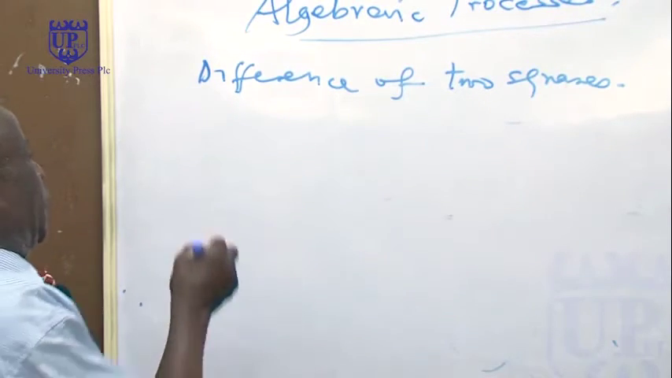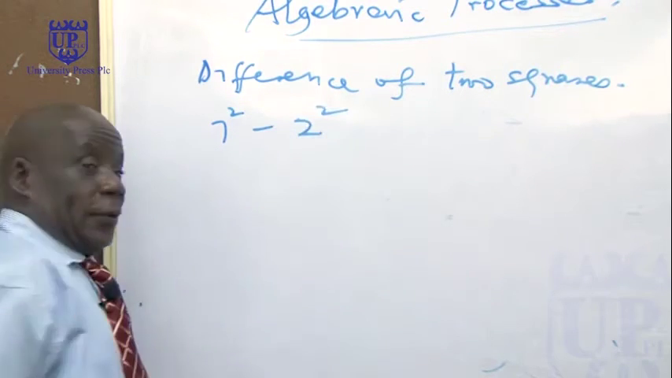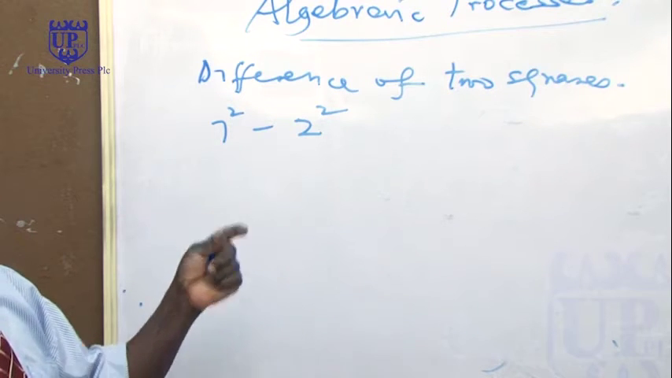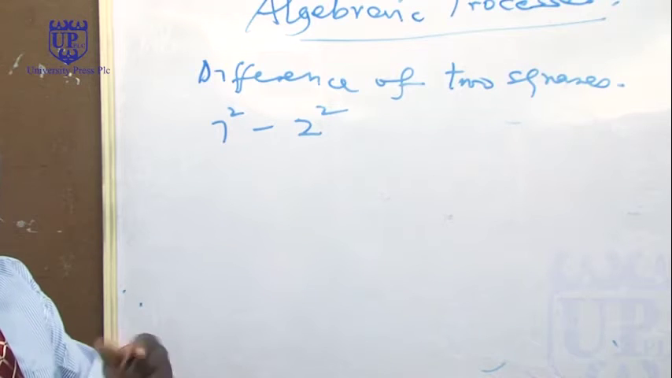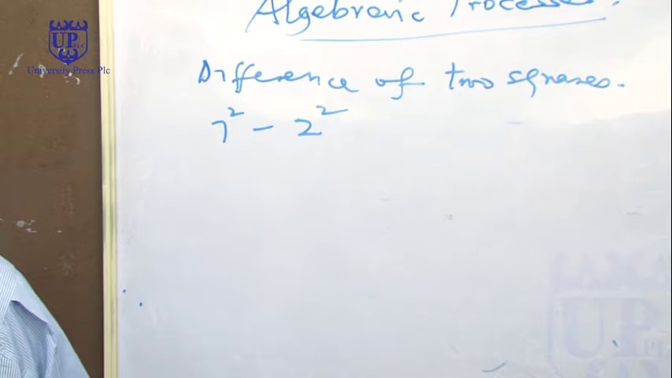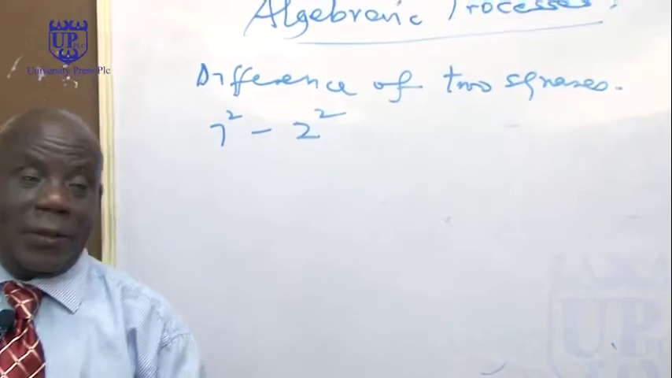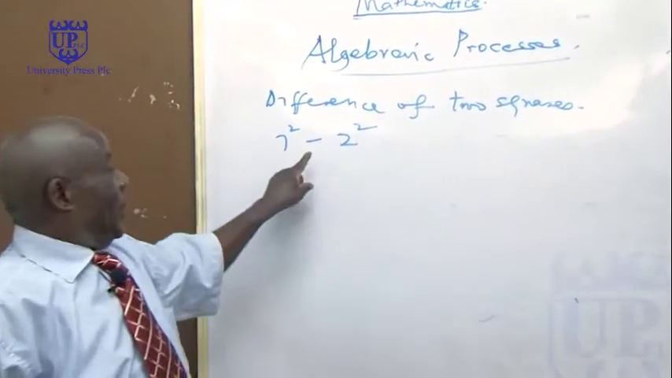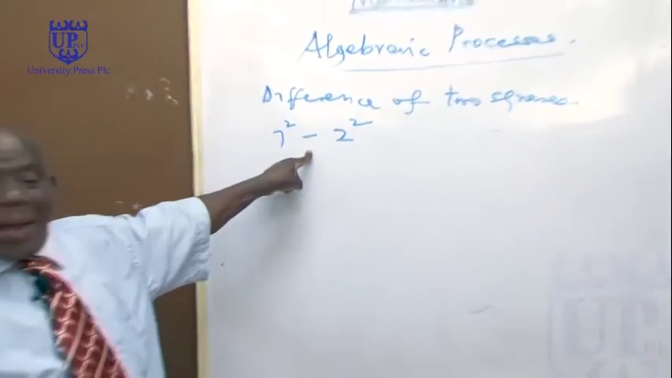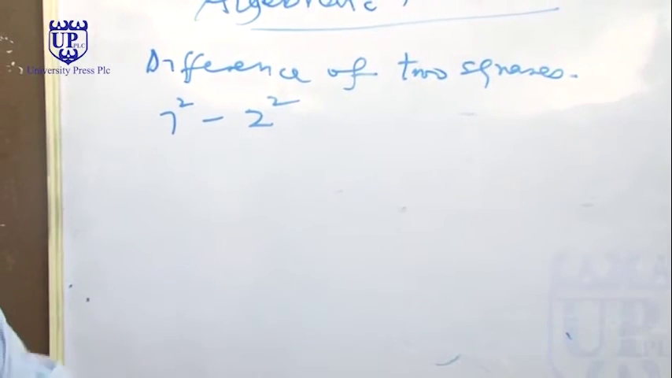Honestly, look at this. If you are asked, what is 7 squared minus 2 squared? You take your calculator and then you do it. But there is one way you are taught. That is why I said the other time, you have to familiarize yourself with all our textbooks, the maths. The difference of two squares was introduced in maths JSS 1, but in a funny way.